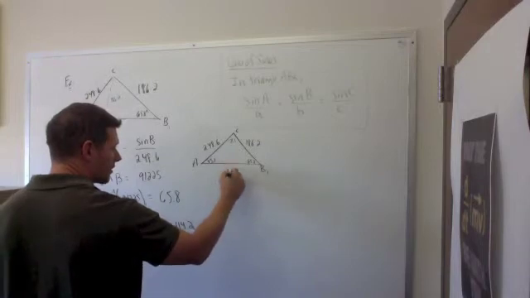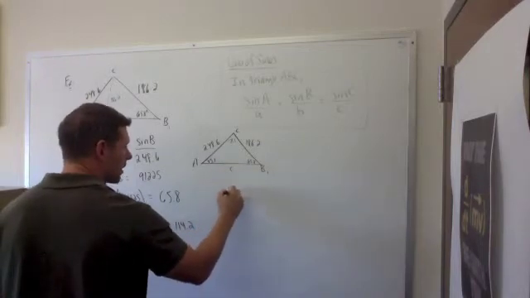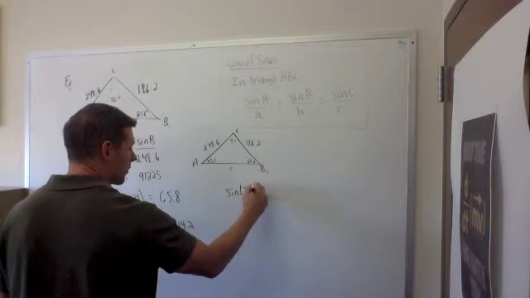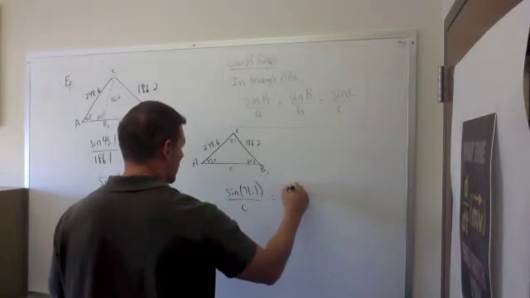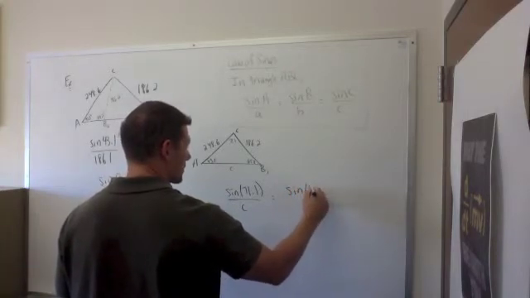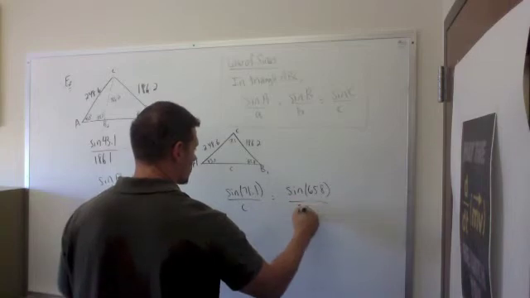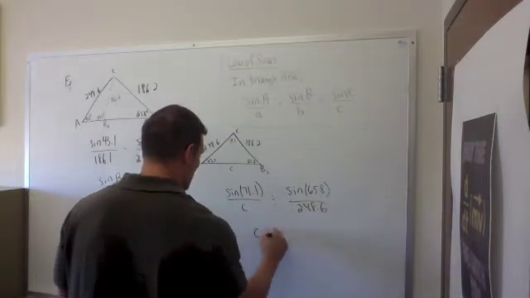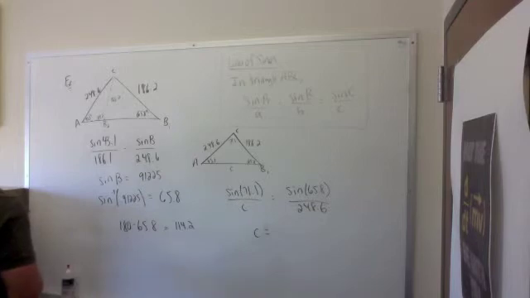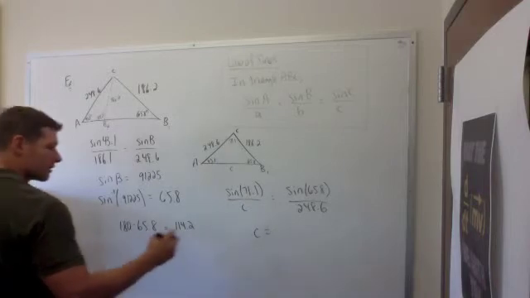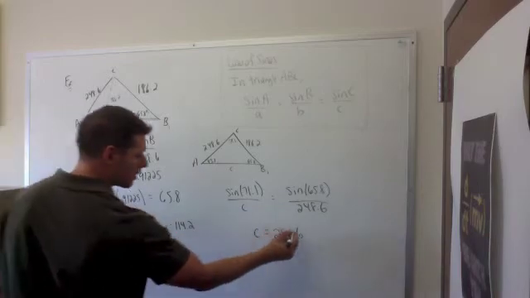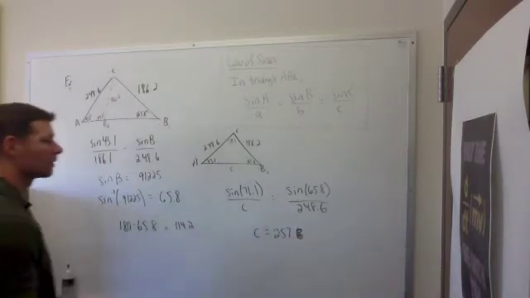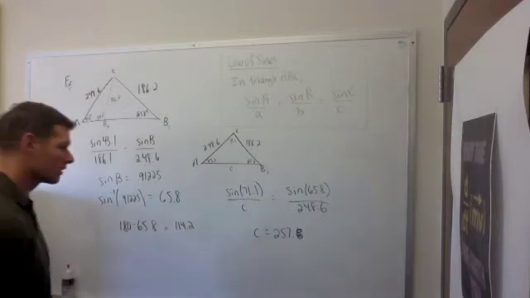Therefore, how do I find the measure of this side, little c? I go sine of 71.1 divided by c equals, it doesn't matter which one you choose, sine of 65.8 over 248.6. And if you do this math, this c value comes to be 257.8, excuse me, 257.8. Very good. So that's one triangle, but then I also have to do the other triangle.